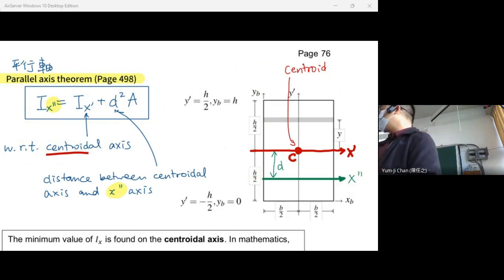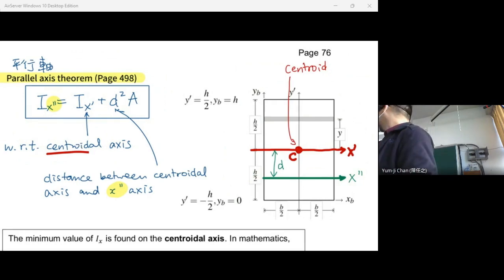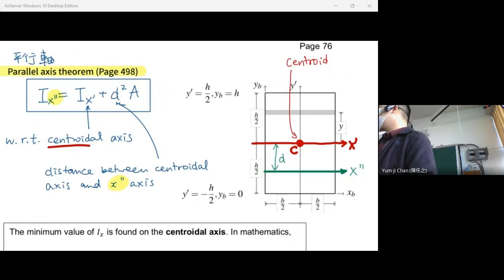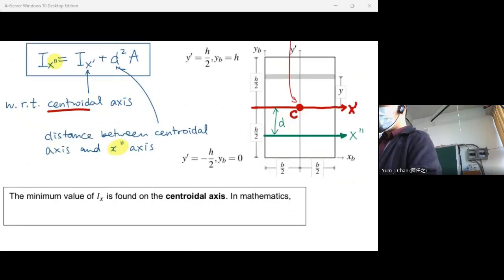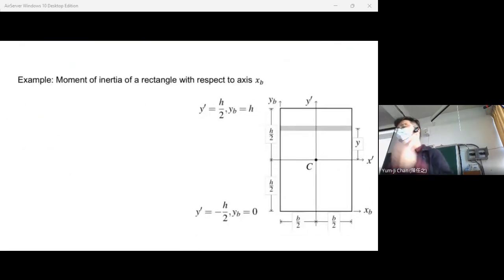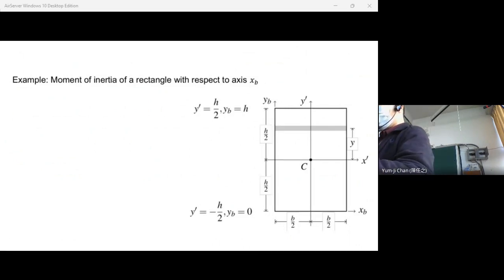Now let's move on slowly. And so let's move on to our example. Moment of inertia of a rectangle with respect to axis xb. So where is xb? Xb is here, okay?